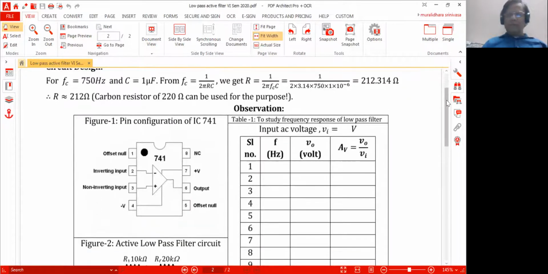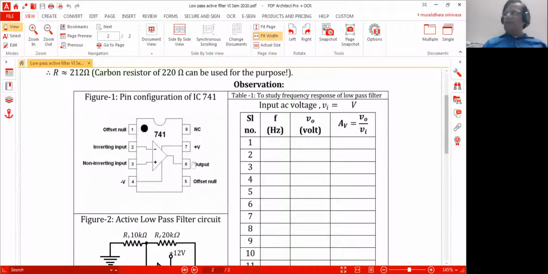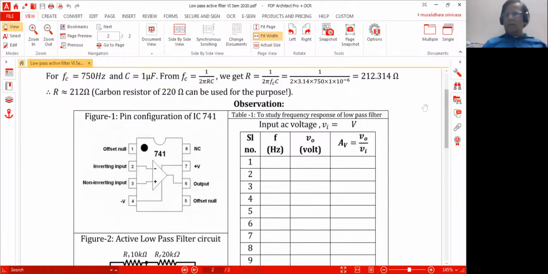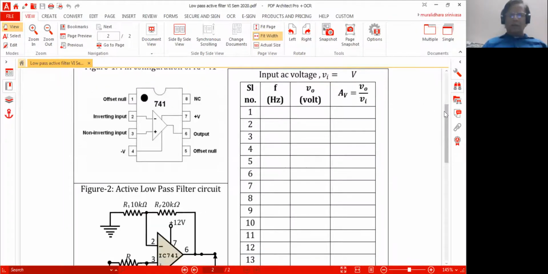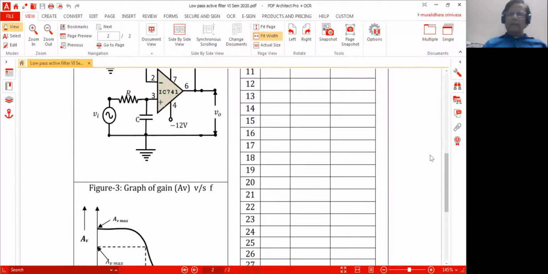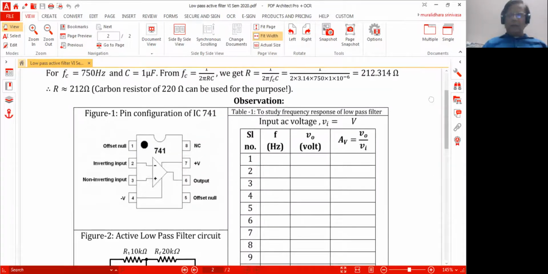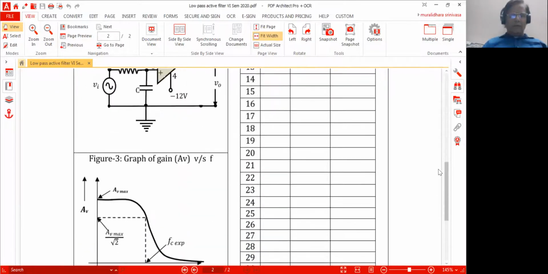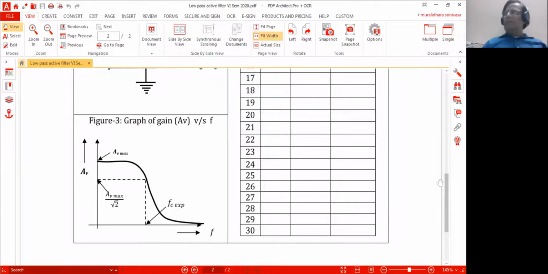So then what we do? Increase the frequency in steps of decades. That is from 20 to 100 in steps of 20, from 100 to 1000 in steps of 100, and so on. So you can go up to 100 kilohertz or 200 kilohertz. You can simply record the data here in the table: F, V naught, gain.